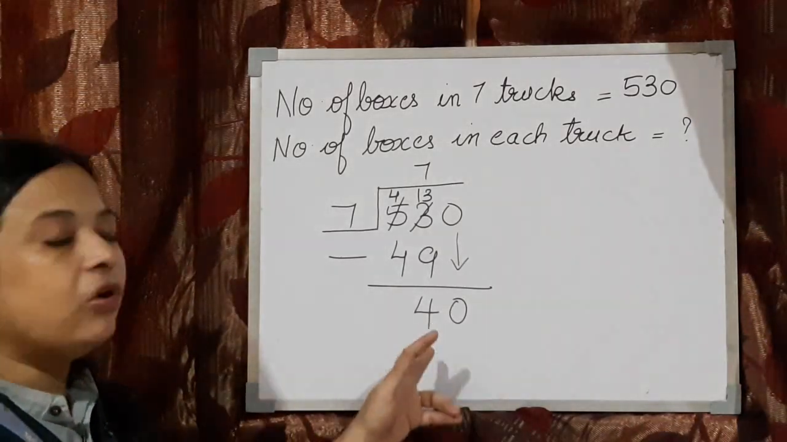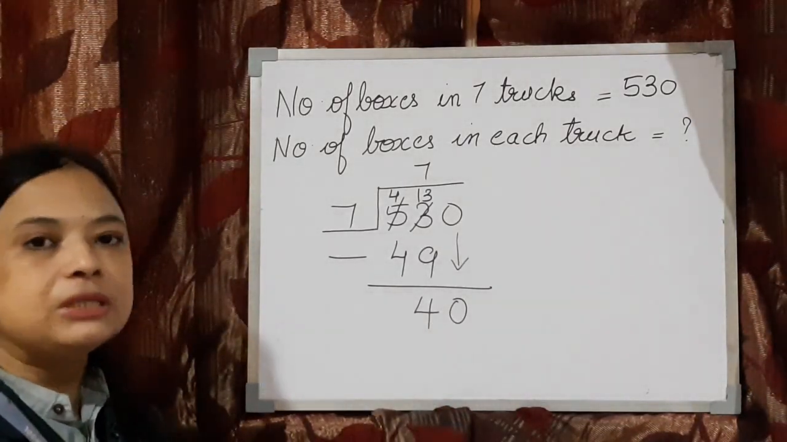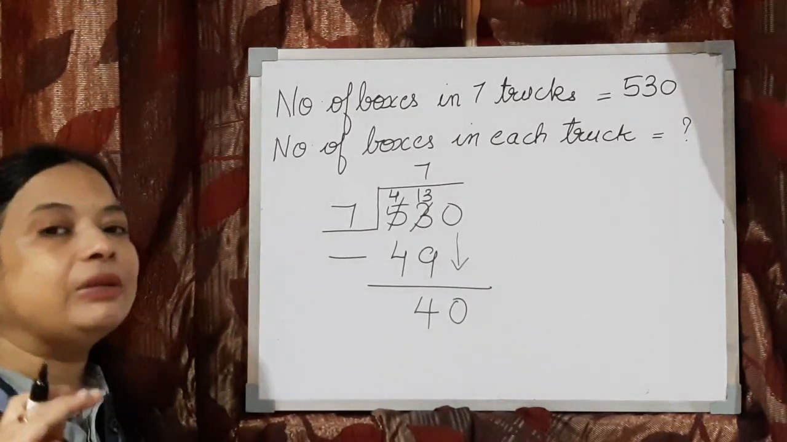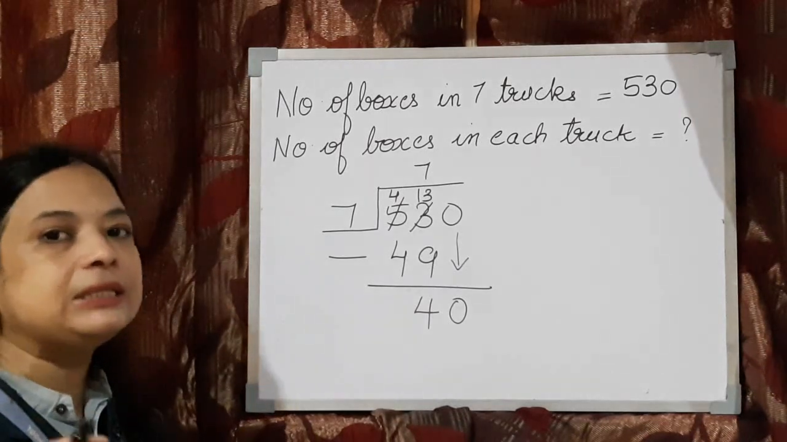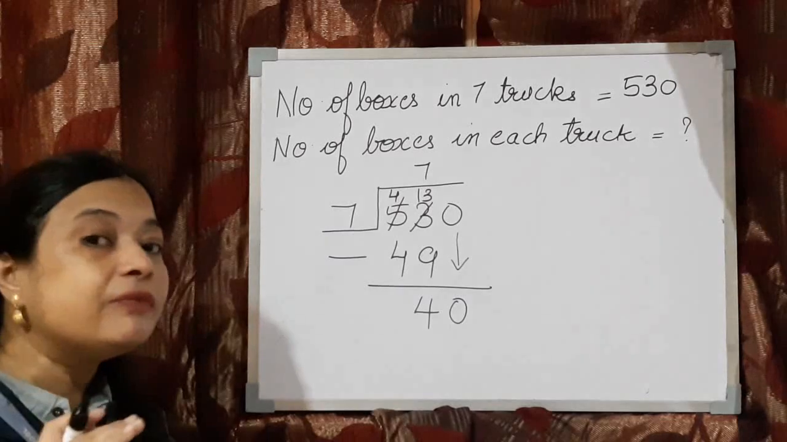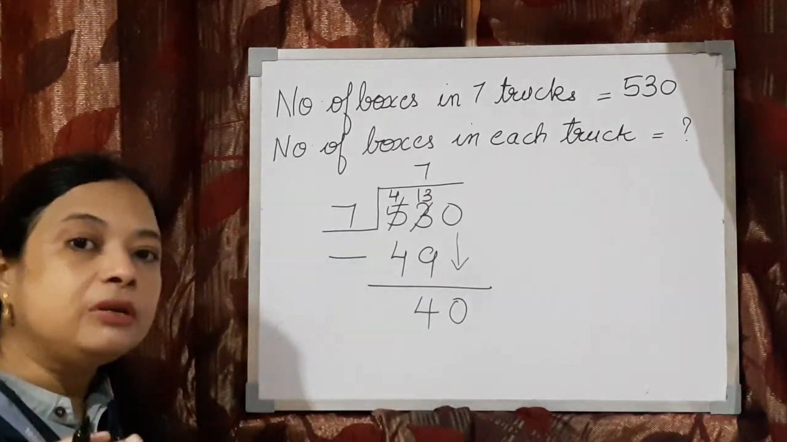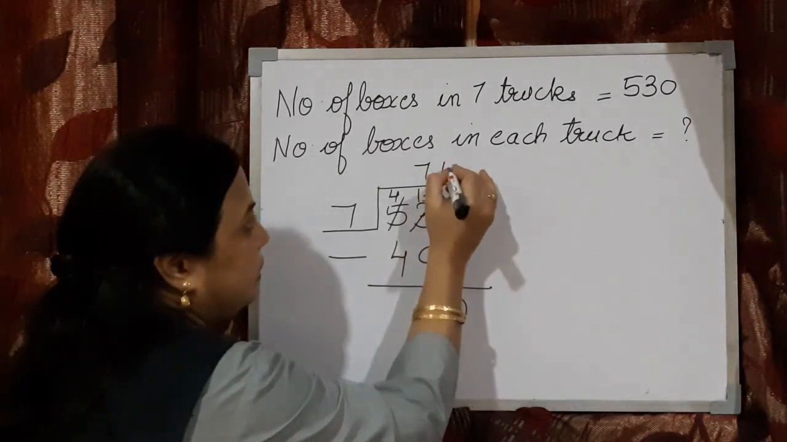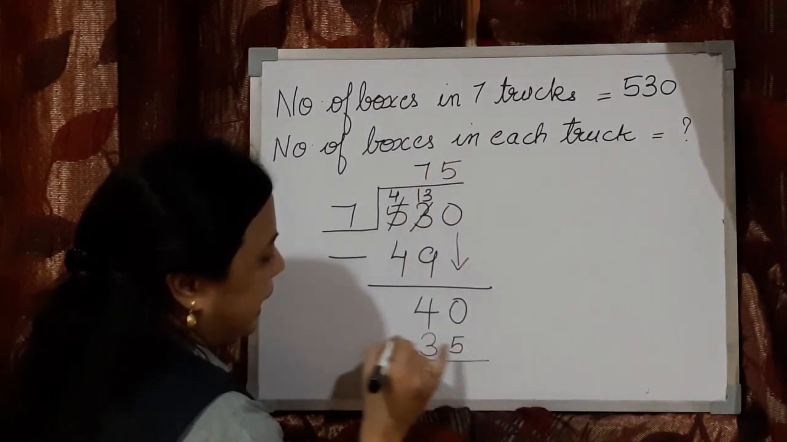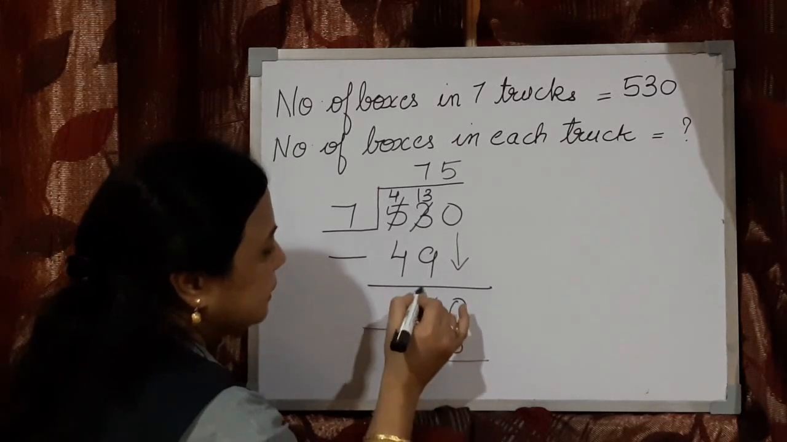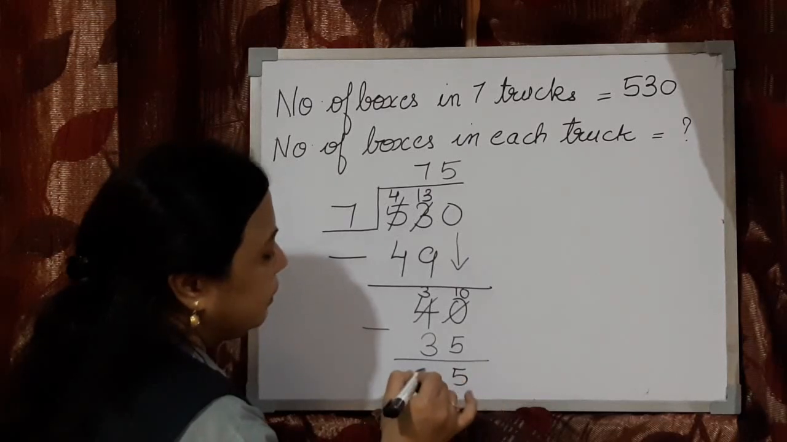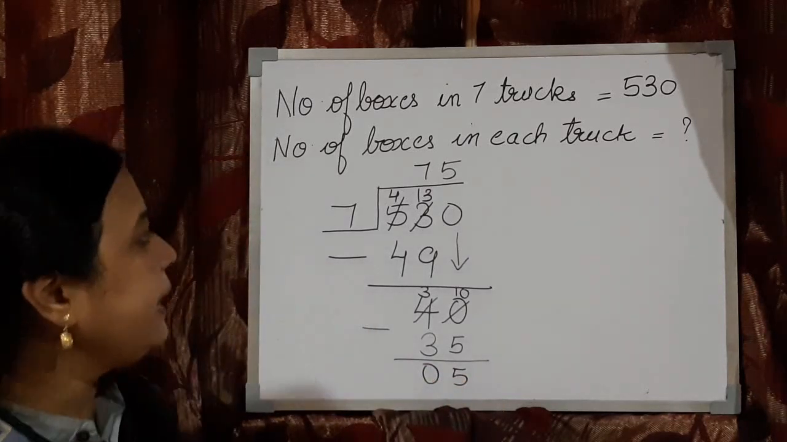Now again, what is our number? 40, and we are going to say again 7 tables. So 7 ones are 7, 7 twos are 14, 7 threes are 21, 7 fours are 28, 7 fives are 35, 7 sixes are 42. 7 sixes are 42, we can't take. So what we will take, 7 fives are 35. And when we will subtract this, what answer we will get? 5.